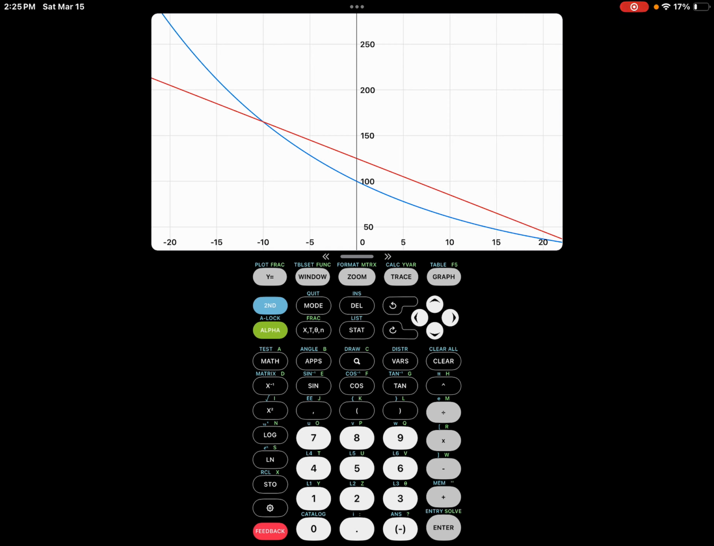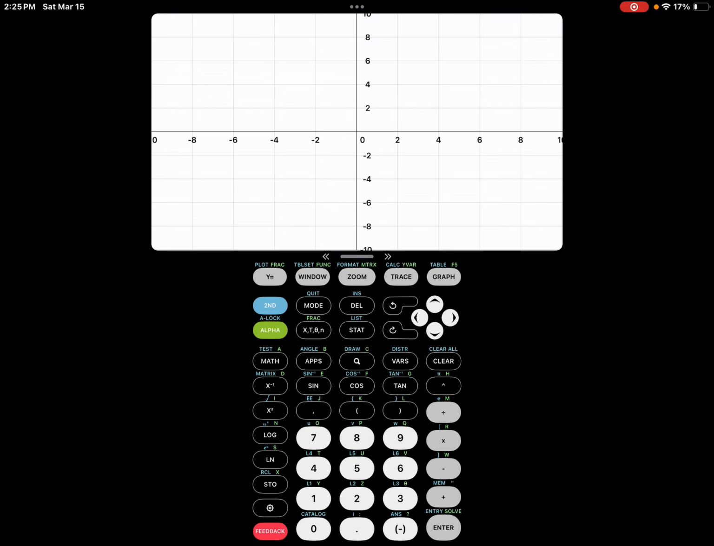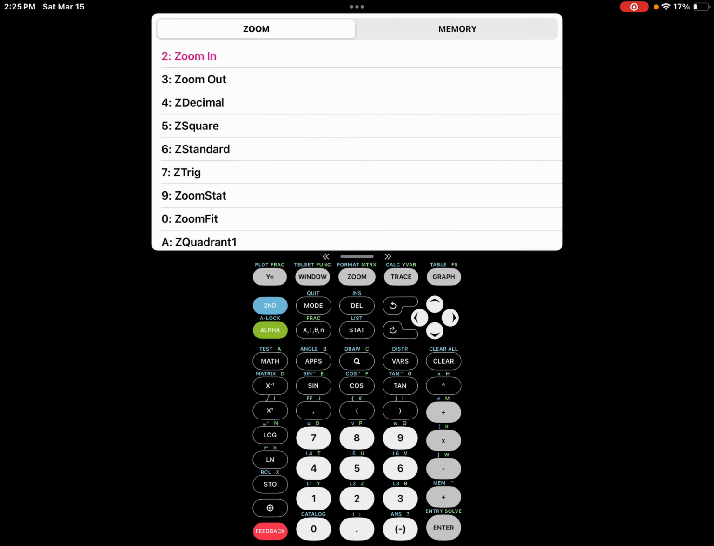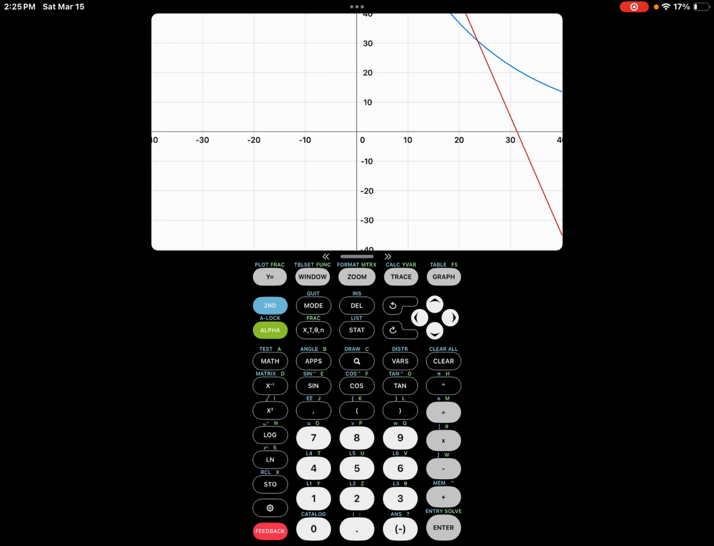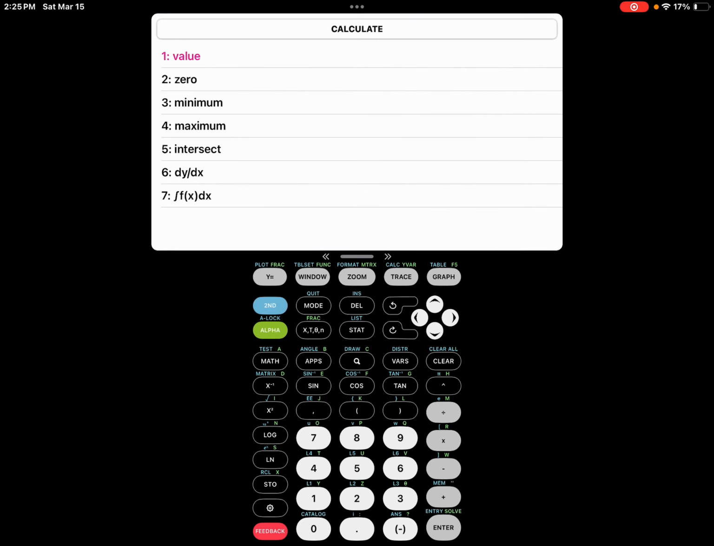And so I'm going to go back to zoom 6. And I'm going to say zoom out. So zoom 3. There it is. There's that point of intersection. So I'm going to hit second and then trace at the very top. And there you will find a bunch of different operators that you can do on the graph. In this case, we want intersect.